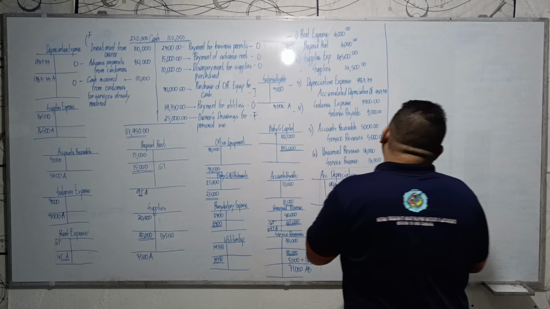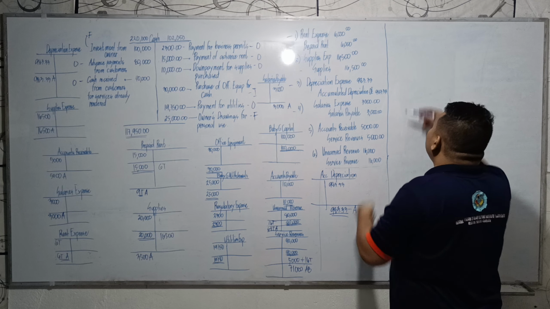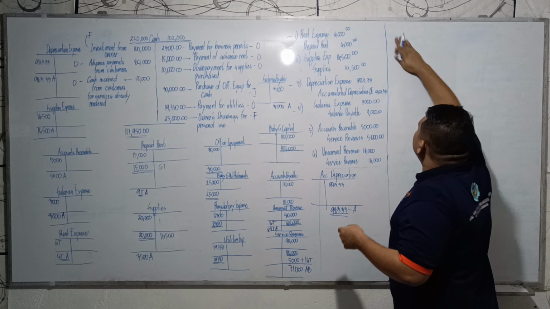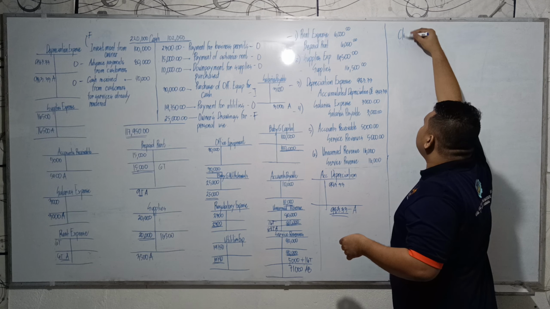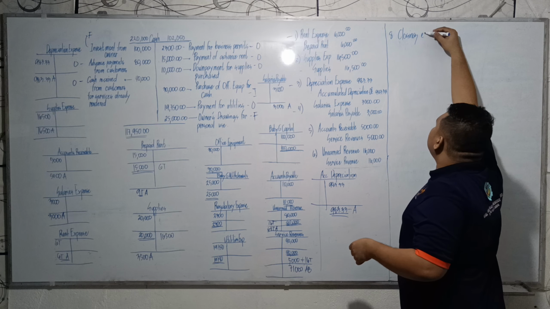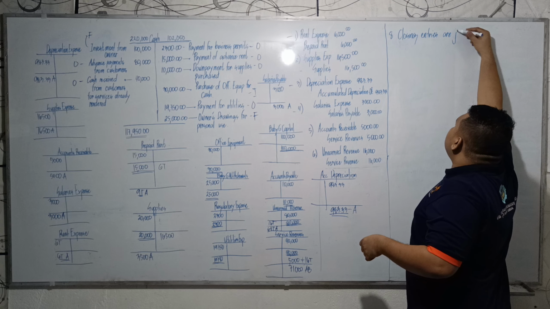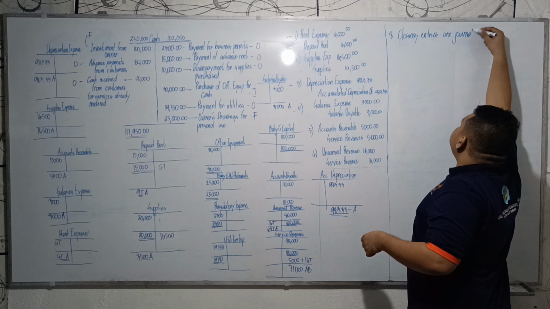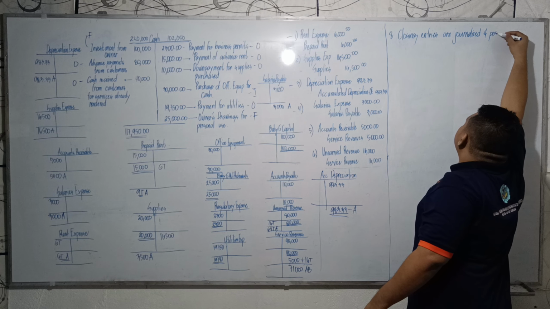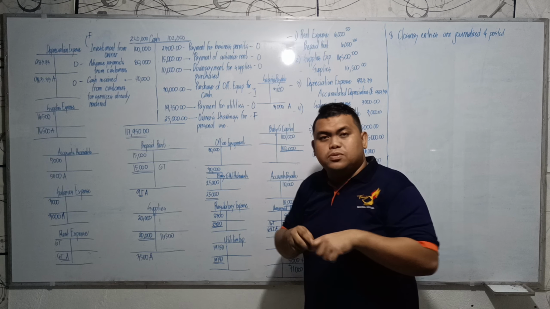Okay? So step 8 is all about the closing entries. The same with the adjusting entries, you have to journalize it first and then post it to the ledger. So actually, step 8: closing entries are journalized and posted.